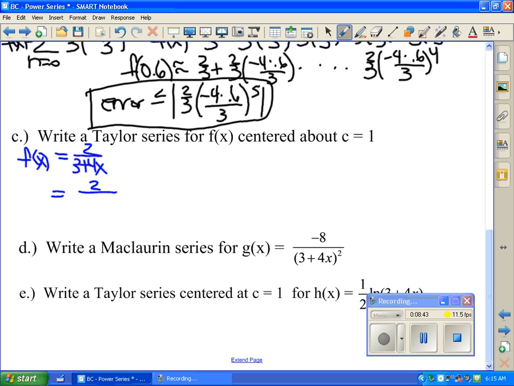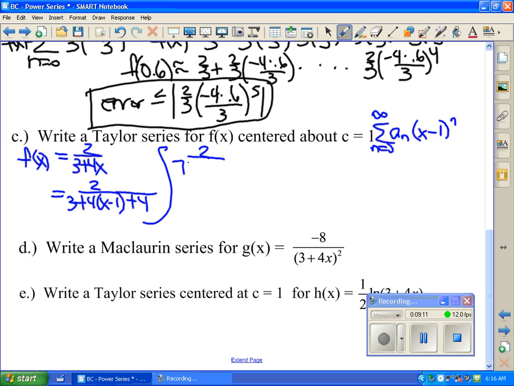So centered at 1, what that means is I want to ultimately write a power series n equals 0 to infinity, a sub n, x minus 1 to the n. So I'm going to go ahead and put that x minus 1 in now, so I don't have to algebraically get it there later. Now technically what I've added is a -4 to the denominator, so I need to add a 4 to make sure that I don't change my original problem. Rewriting this, that means I have 2 over 7 plus 4 times x minus 1, which is 2/7 over 1 plus 4 times x minus 1 over 7.